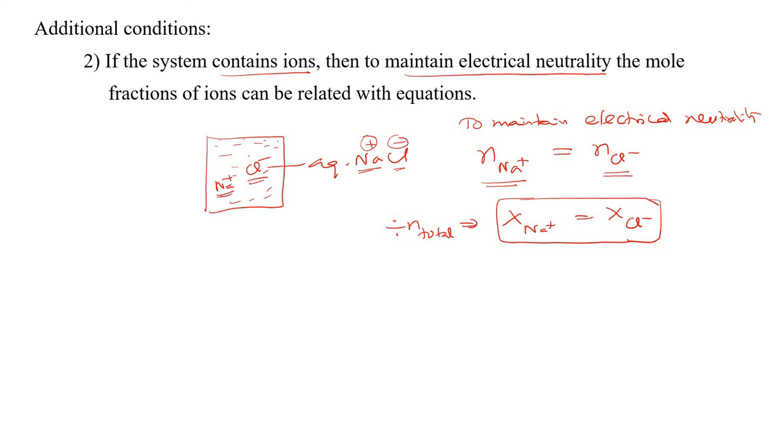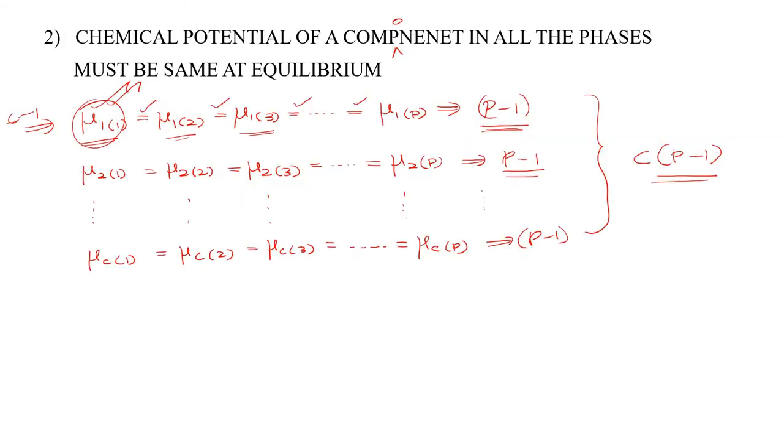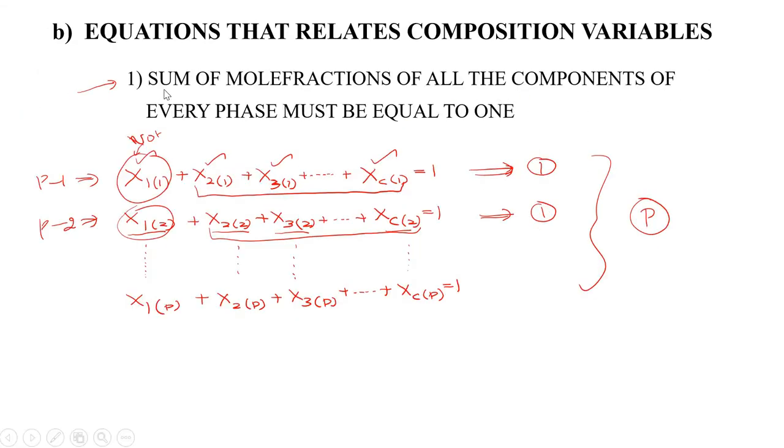Now listen, if I know the mole fraction of sodium ion, we need not worry about the mole fraction of chloride ion, because since they are equal, if you know any one variable, the other variable gets automatically fixed. Therefore we can subtract one from the total. Is it clear? So if a reactive system is given, you have to look at these additional things, apart from this equation, that is, the sum of mole fractions of all the components in every phase must be equal to one. This is one condition.